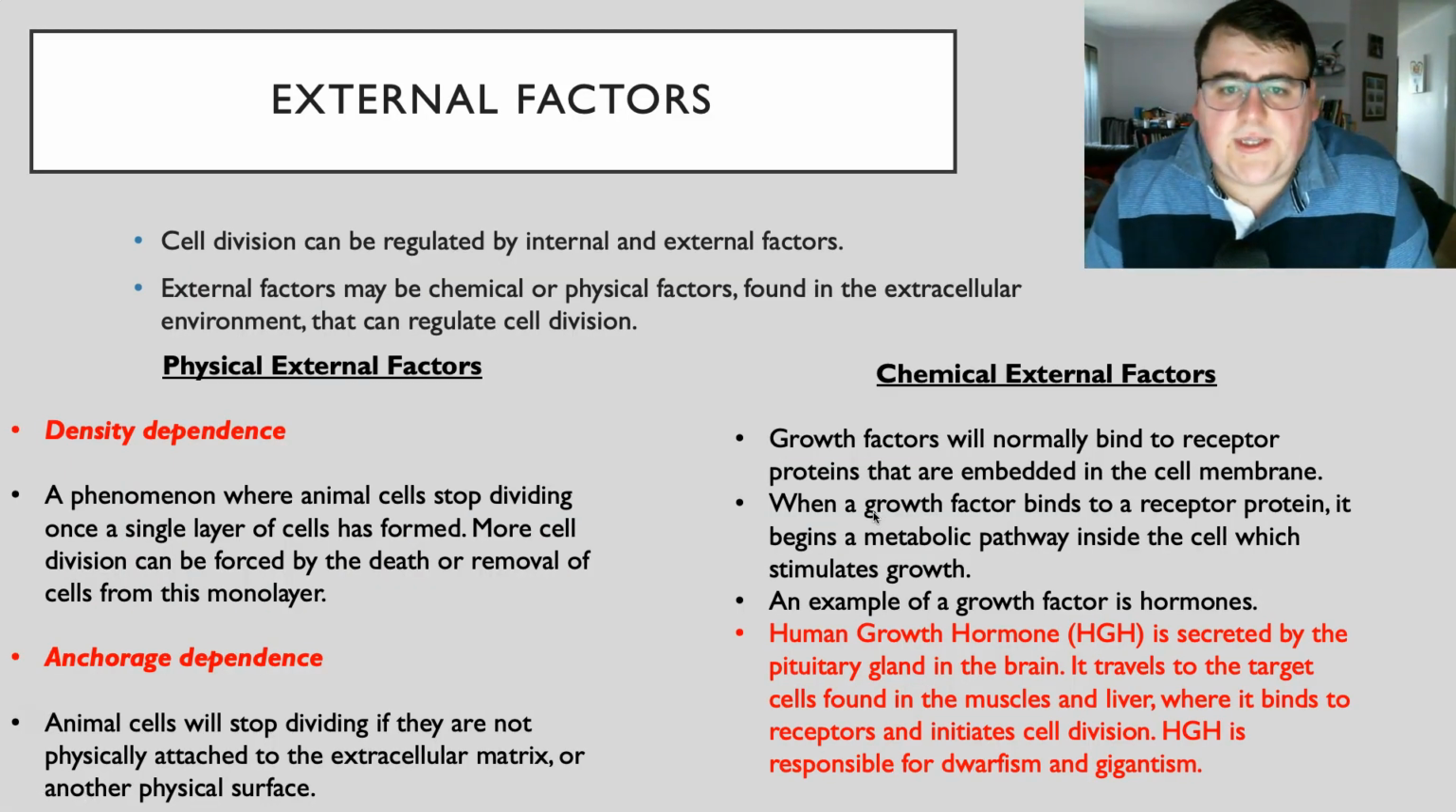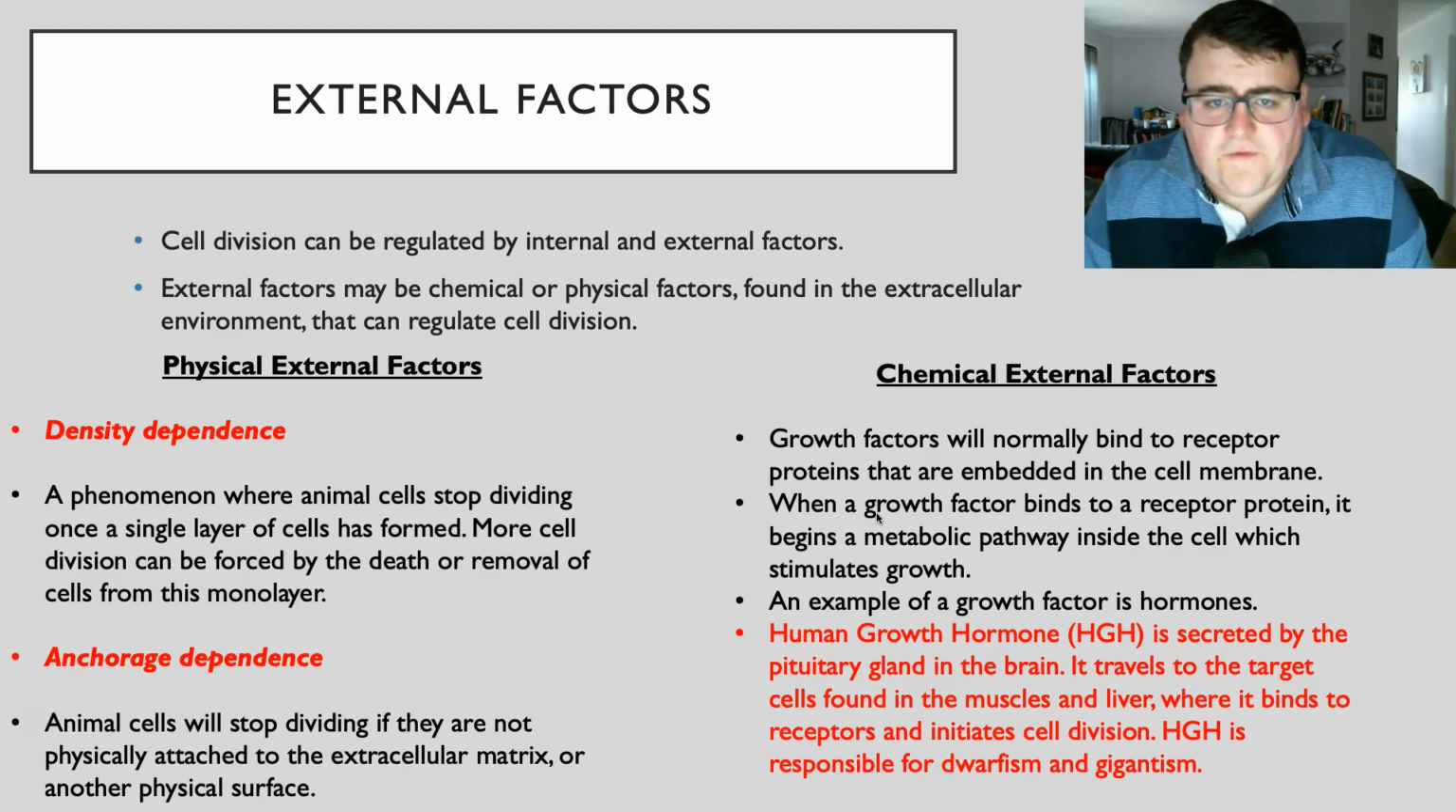Now, it's not just the cell cycle that controls cell division, it's also external factors. Cell division can be controlled by internal and external factors. Internal factors are factors occurring inside of the cell's environment. External factors are factors in the extracellular environment. External factors can be chemical or physical factors. We'll look at physical factors first.